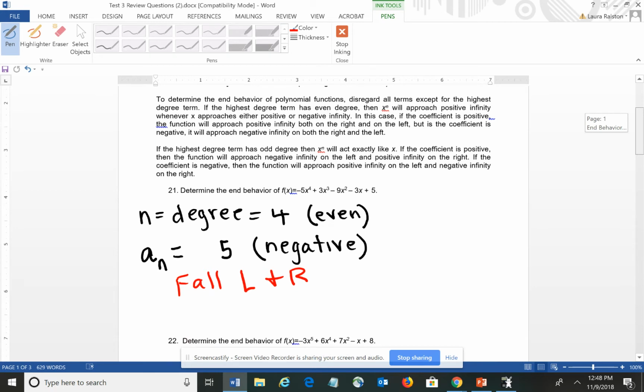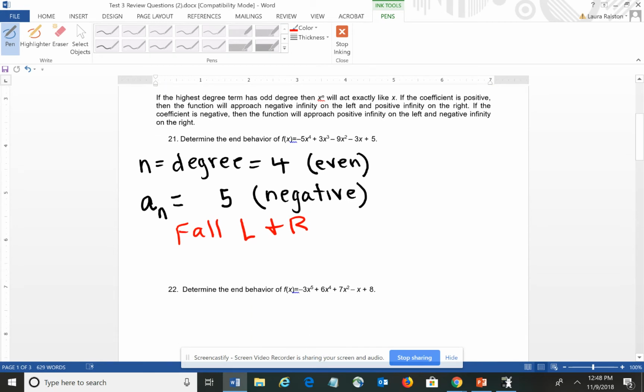If we write it in the math lingo, we would say as x goes to negative infinity, f of x goes to negative infinity. And as x goes to positive infinity, f of x goes to negative infinity. Again, both ends do the same thing.